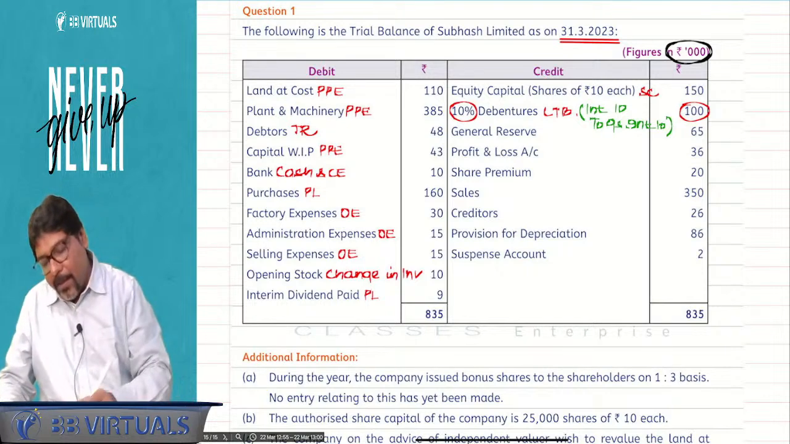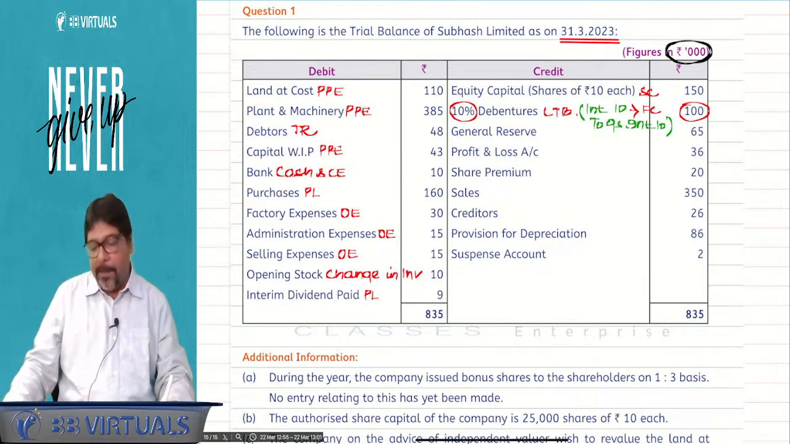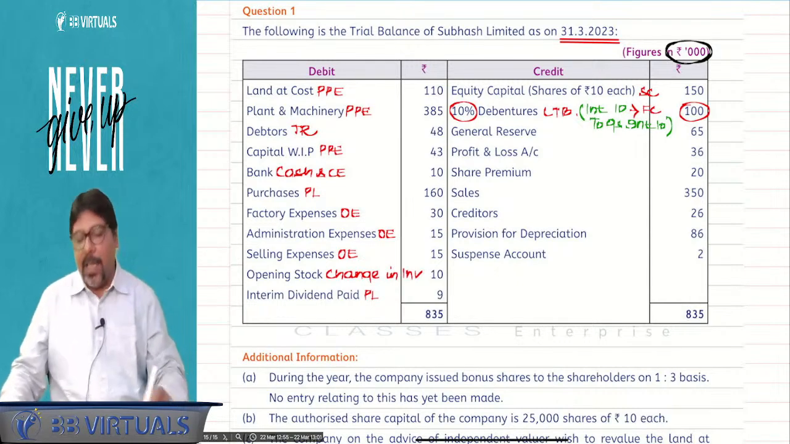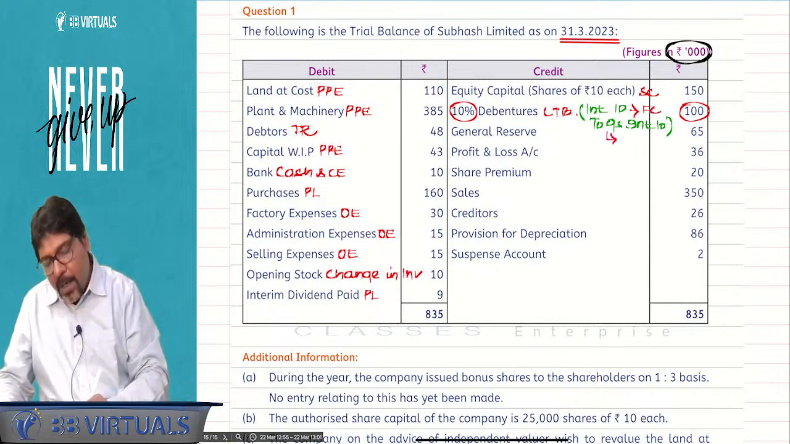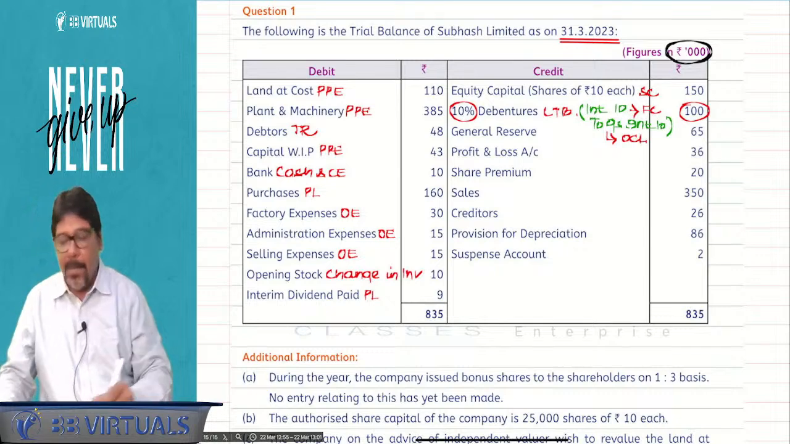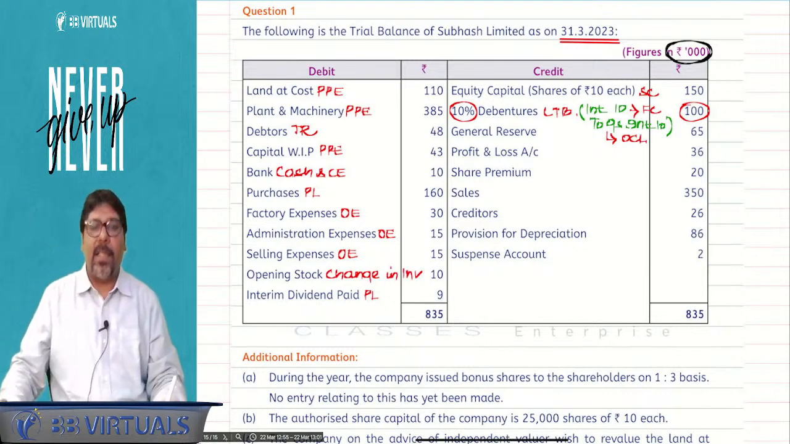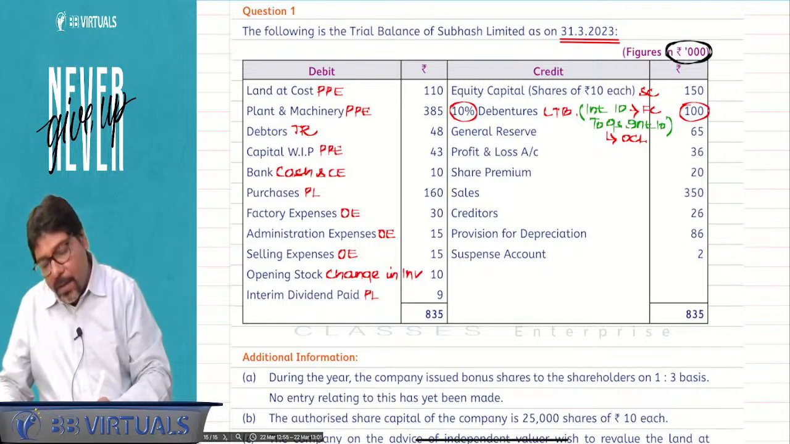Where will this interest come? Sir, interest will come in finance cost. Very good. Outstanding interest 10 rupees, yes Manasi, it will come in other current liability. General reserve, reserves and surplus. PL account, reserves and surplus.